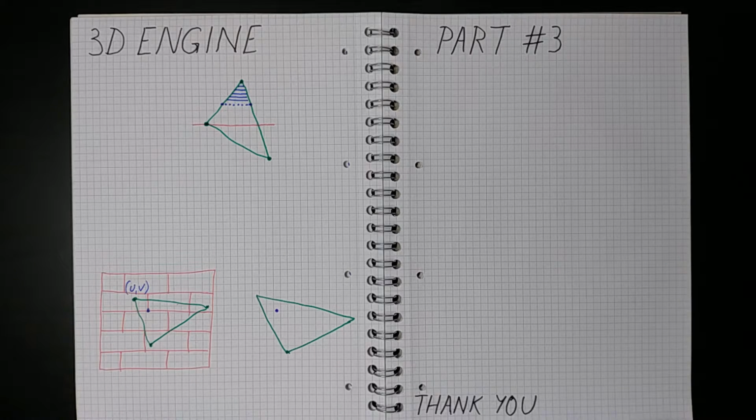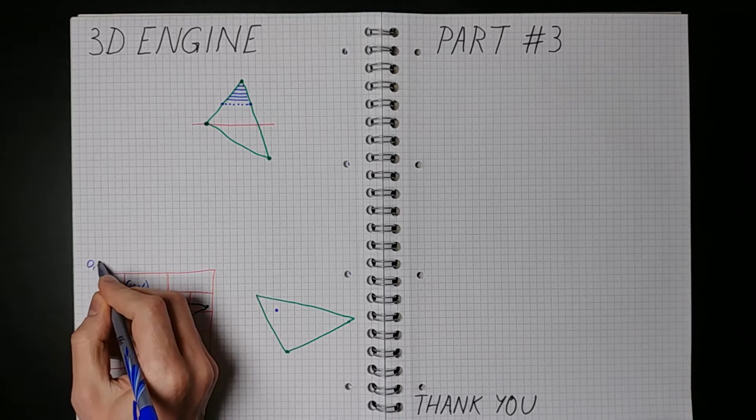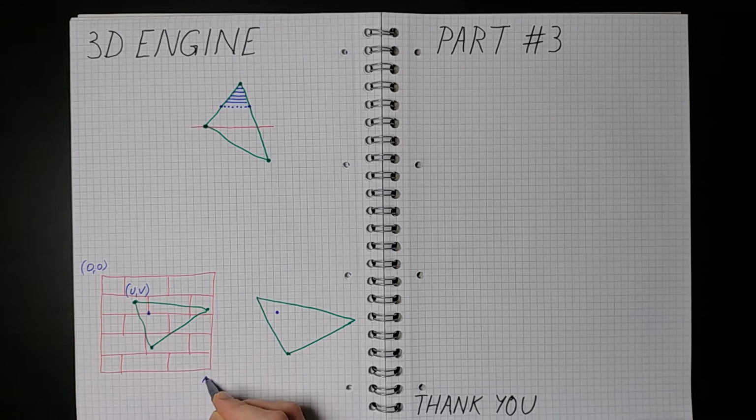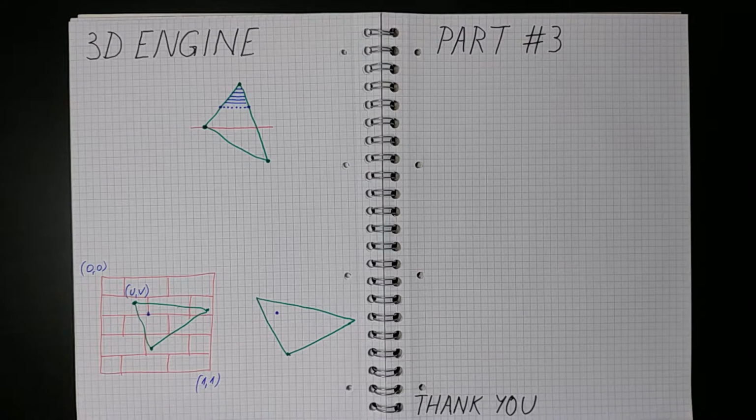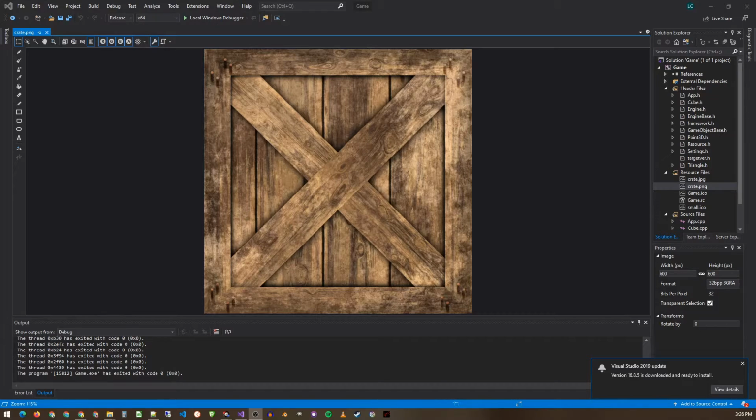To make calculations easier, we consider this corner of the texture to be 0, 0 and this one 1, 1. So any point inside the texture will fall between 0 and 1. I found this image of a crate on the internet. We're going to apply this to the cube.